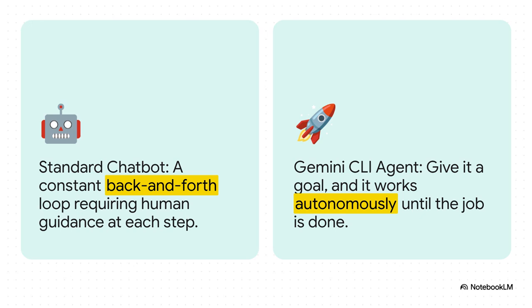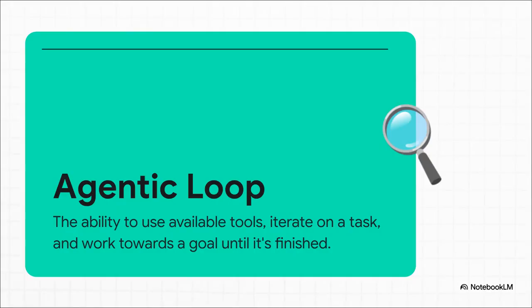Now, to really wrap your head around what makes this so different, you've got to shift your thinking from chatbot to agent. See, a standard chatbot is a conversation, a back and forth where you have to guide every single step. With the Gemini CLI agent, it's a totally different game. You just give it a goal, and it works on its own, picking up the right tools until the task is finished.